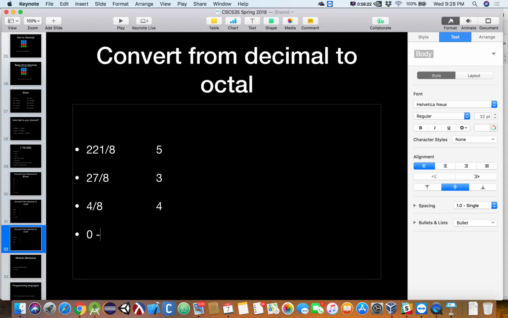Read the answer from bottom up. So this is 435. It's the octal version of 221. Right? It's a 335. That's 3. Did I do the math wrong here? Because this is a 3. 8 times 3 is 24. Yeah, there we go. So I couldn't multiply 8 times 4 is 32, right? It's too big. So 335.